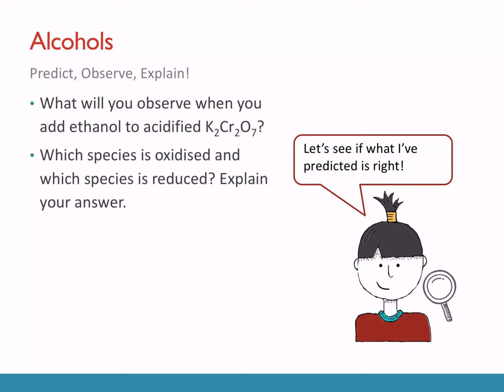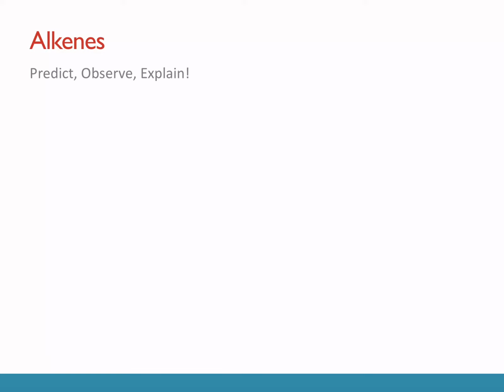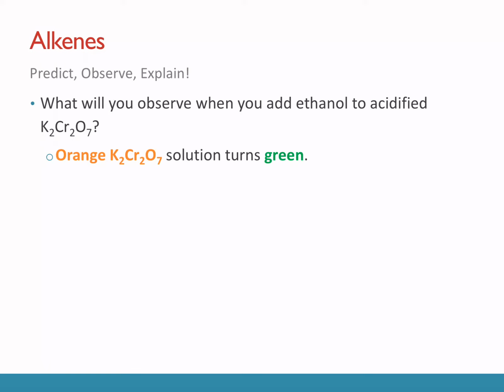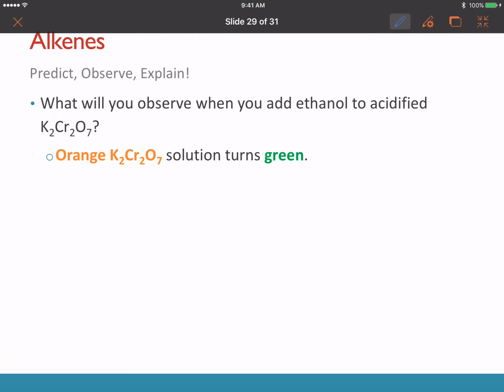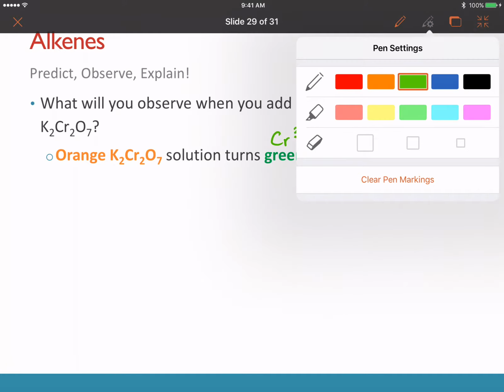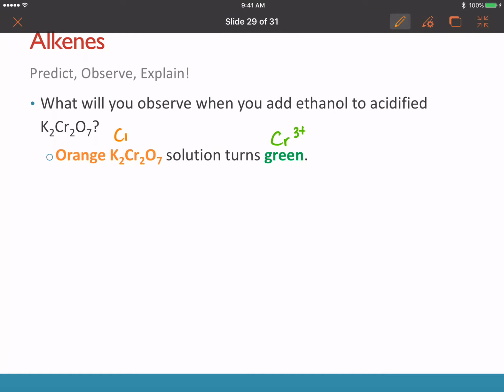Okay, what is the color change? It is from orange to green. Do you still remember what is the compound that is green? Let me use green also. It is Cr3+, whereas here, this is Cr2O7 2-.